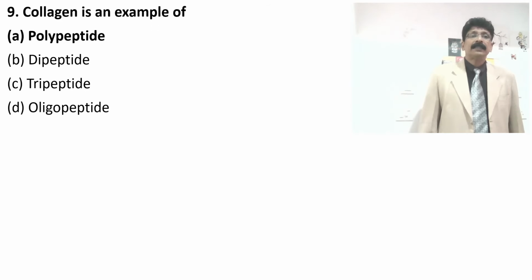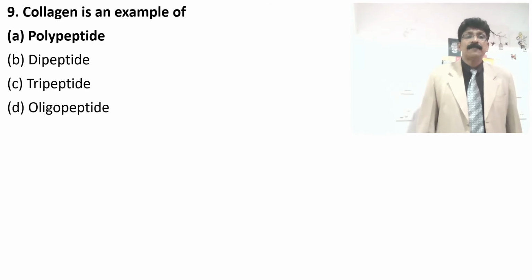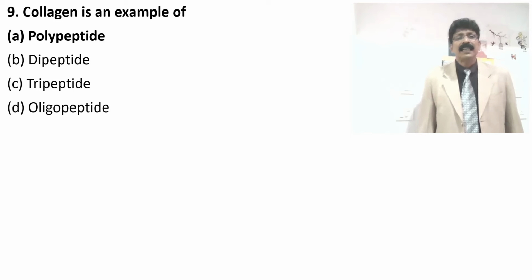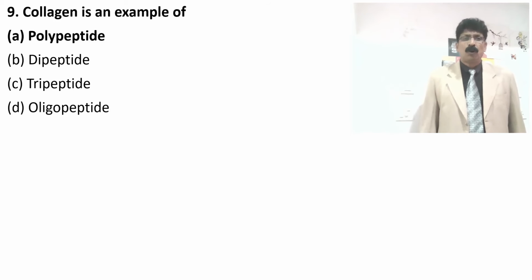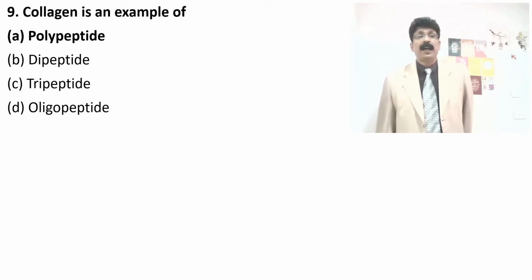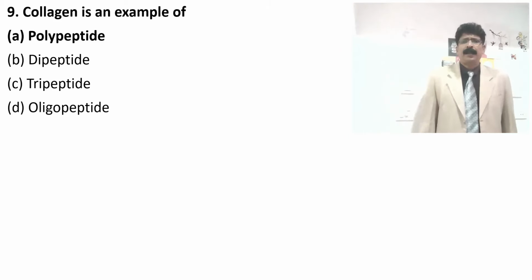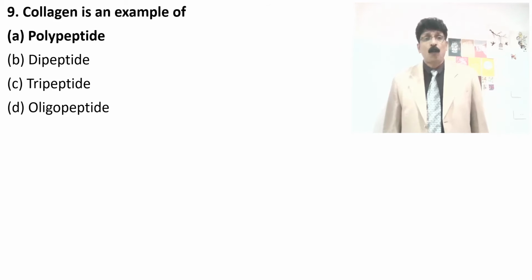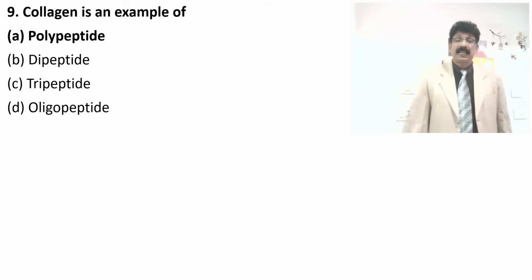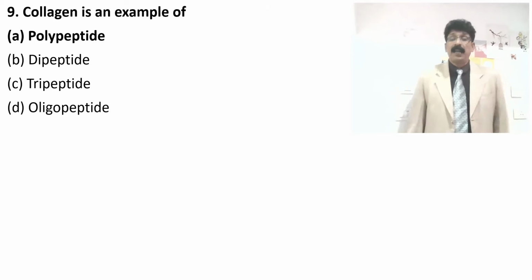Next, number 9, the question is, collagen is an example. They have given a choice like polypeptide, dipeptide, tripeptide, oligopeptide. The answer is a polypeptide, but the student should know what is dipeptide, what is tripeptide, what is oligopeptide, and what is polypeptide. Very simple, but still we should know some of the details. Dipeptide means two peptide linkage. Peptide means what?